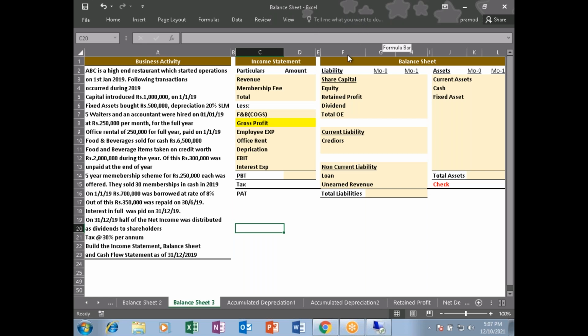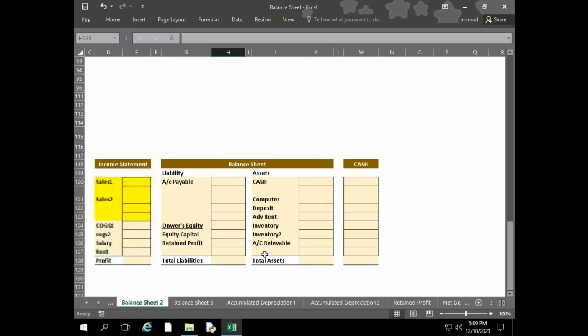So you understood? Fine. Again it is getting imbalanced. On the liability side it is 1,35,000, and in assets it is 1,05,000. So then it is missing how much? 30,000, sir, it's missing.